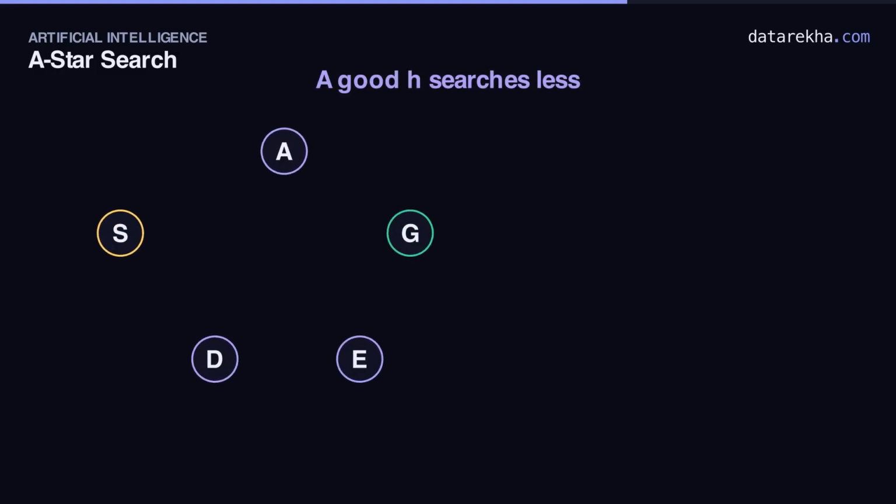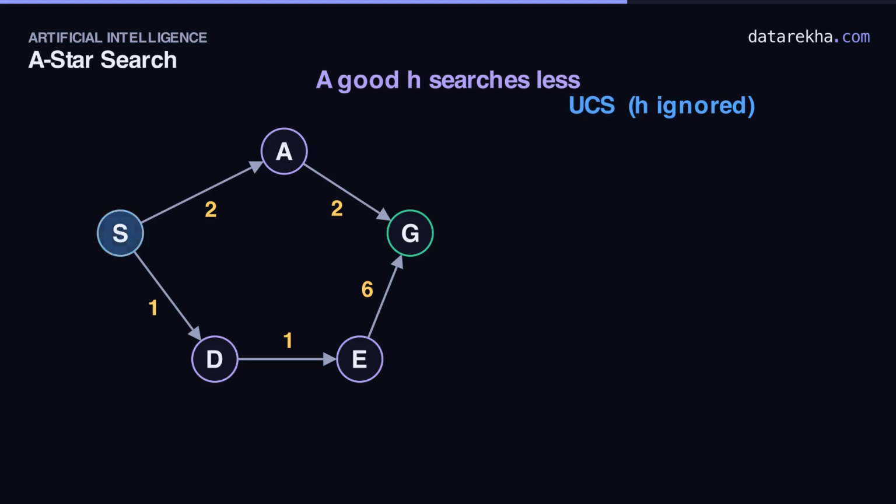Here's the real reason A star matters. A good heuristic finds the cheapest path while looking at far fewer nodes. Same graph, two searches. There's a good route S, A, G costing 4, and a tempting cheap detour through D and E that leads away from the goal. Uniform cost search ignores the heuristic. It follows raw cost. So the cheap first step to D at 1 lures it in. It pops S, then D, then A, then E, wandering down the dead-end detour before finally settling the goal at 4. 5 nodes expanded.